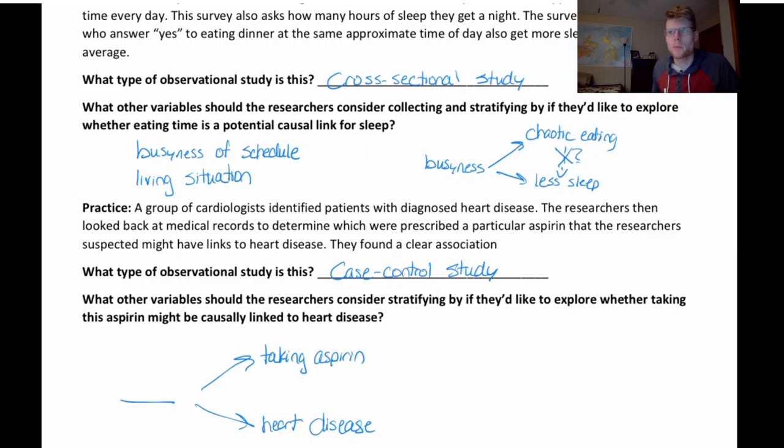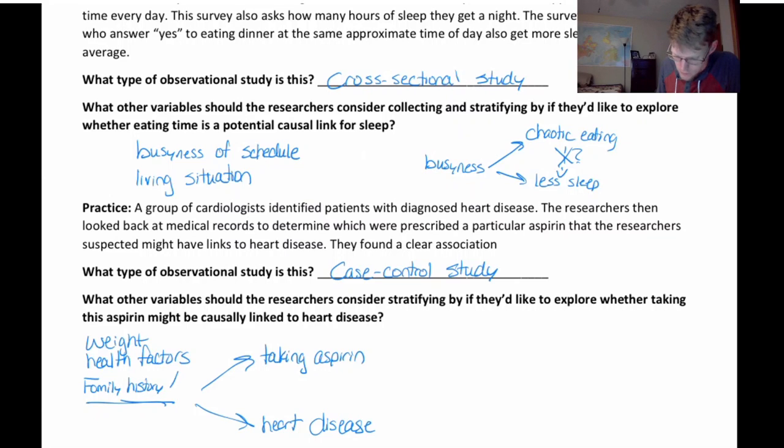Okay. So one thing that I would think about would be weight or other health factors. So there's a lot of things we could mention here. So weight, health factors in general, maybe family history of different genetic issues. Right, so these are things that might be related to why you need to take aspirin in the first place, is you're just not in good health for whatever reason. And because you're not in good health, you might also be more likely to have heart disease.